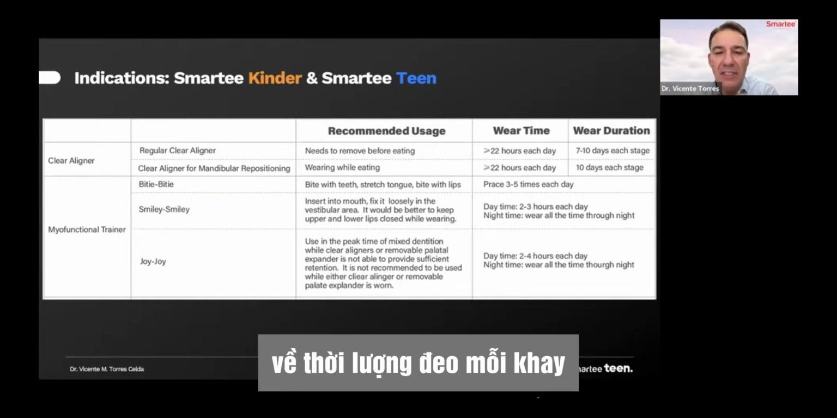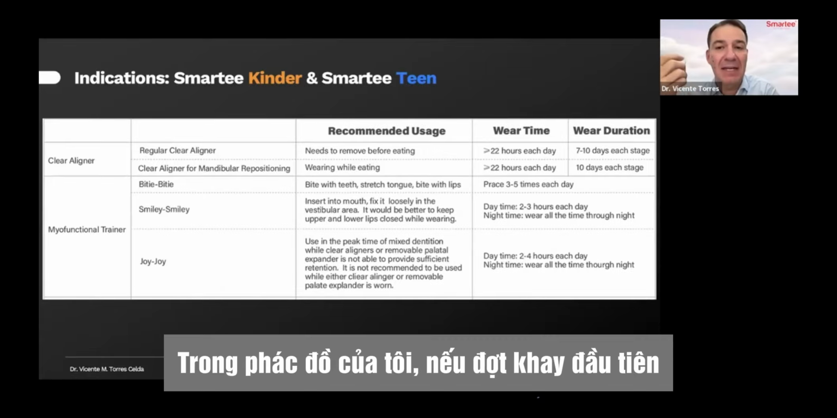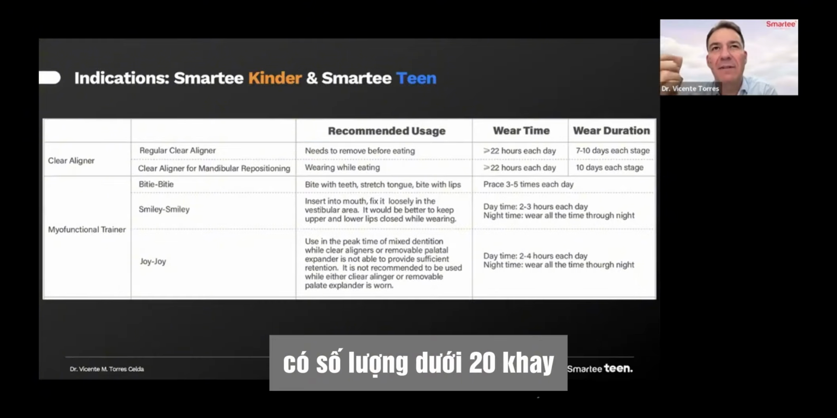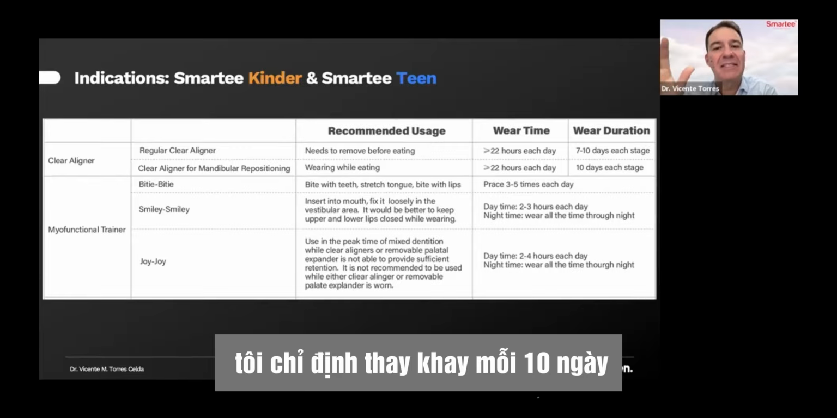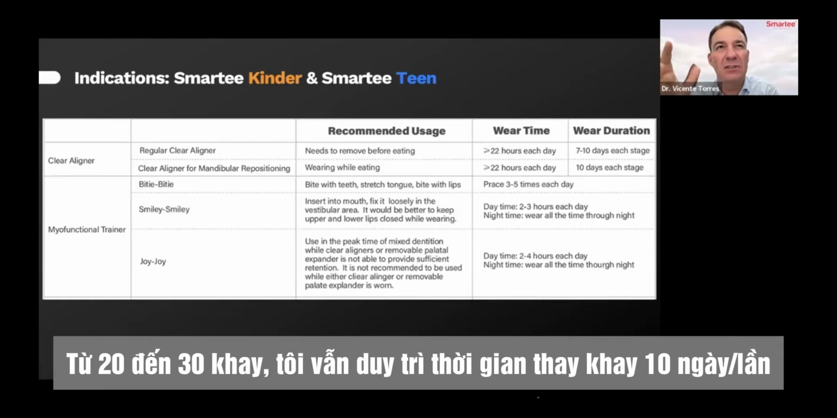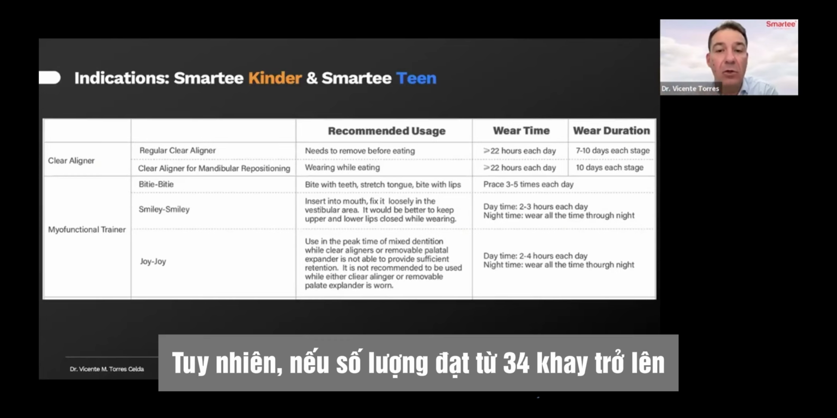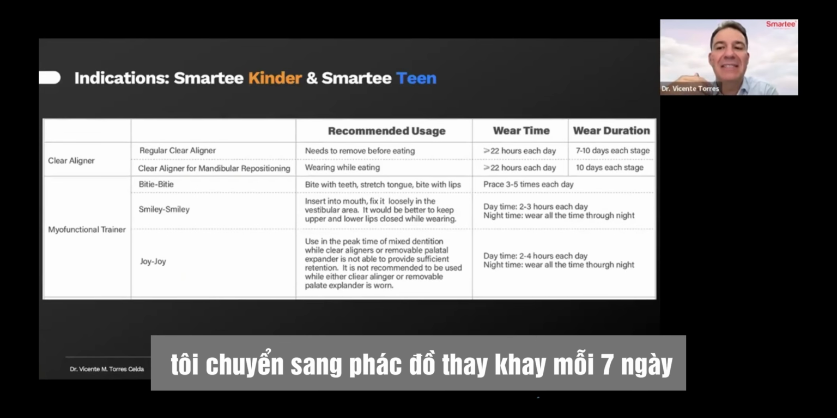So in my protocol, I have my first treatment, my first package of aligners. I have less than maybe 20 aligners. I prefer to change every 10 days. Until 20, 30 aligners, I prefer to change every 10 days. If I have 34 aligners or more, normally I prefer to change every week, or every 7 days.